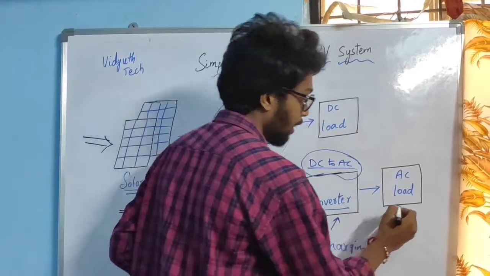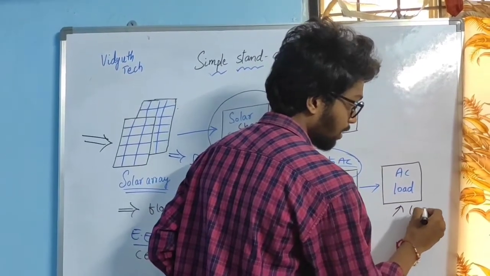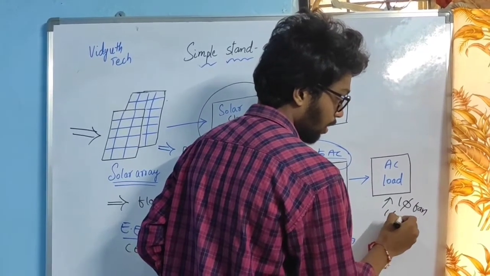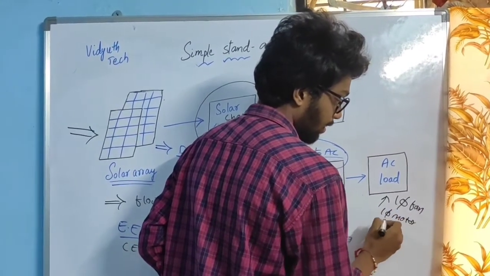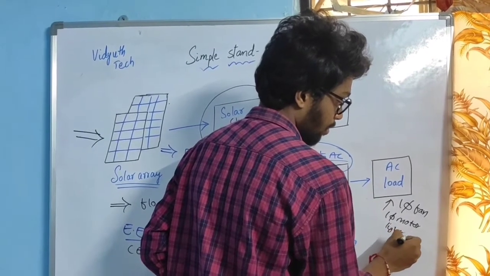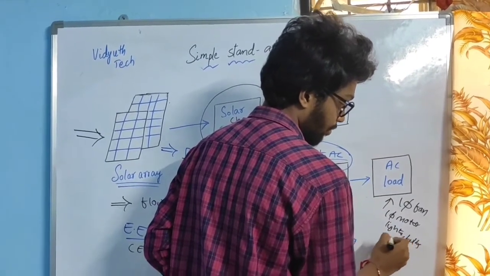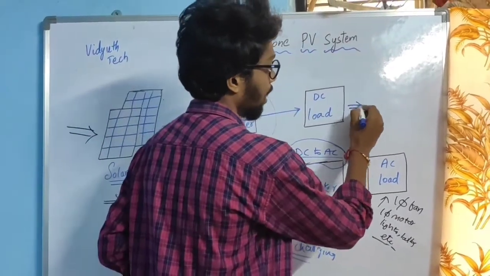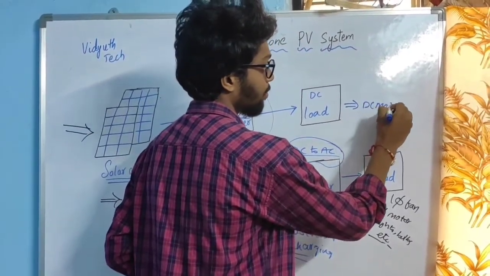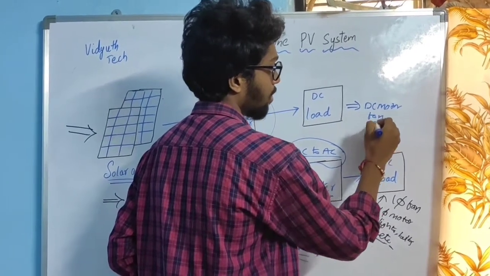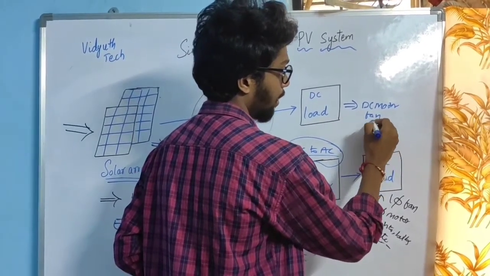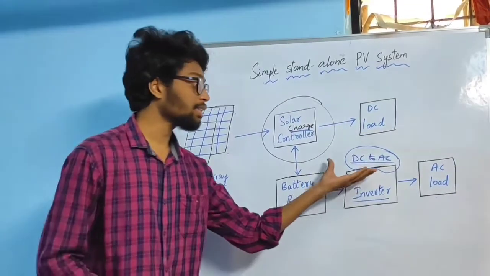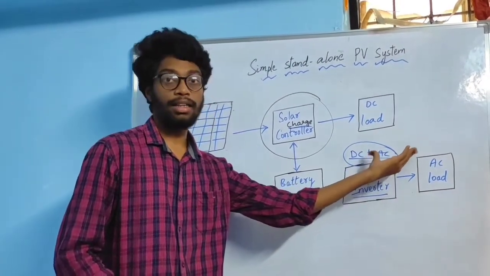Over here you can see AC load. In our home you can see single phase induction fan, single phase motor, lights, bulbs, etc., which work on AC. DC load like DC motor, fans, lights, etc. Where DC means direct current, whereas AC means alternating current.